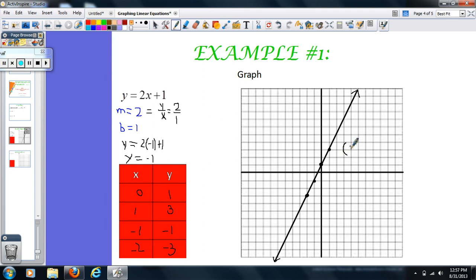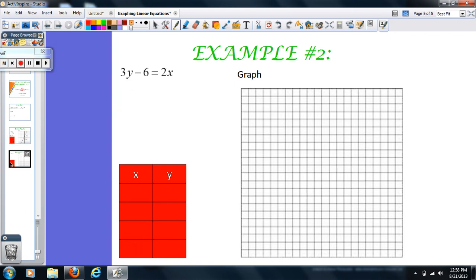Now the last thing I want, and I apologize, this is going to be really sloppy, I want you to actually label these points. So this is 1, 3. This one is 0, 1. Okay, this one is negative 1 and negative 1. And this one was negative 2 and negative 3. And so now I have my graph for my equation. I showed you a couple different ways of doing it using the slope. We also just picked points in and found values. So that's the basics for this, okay?